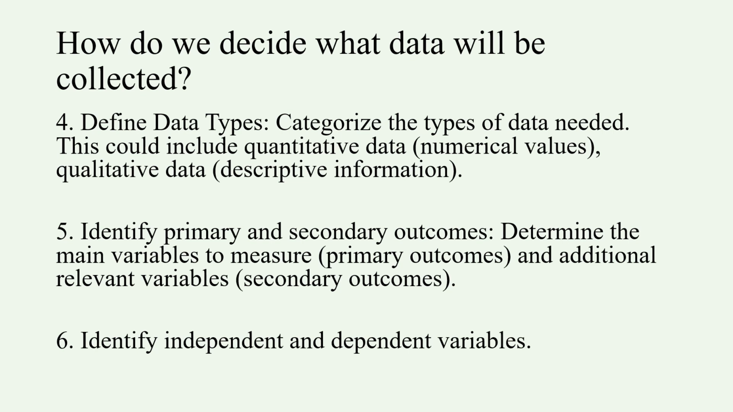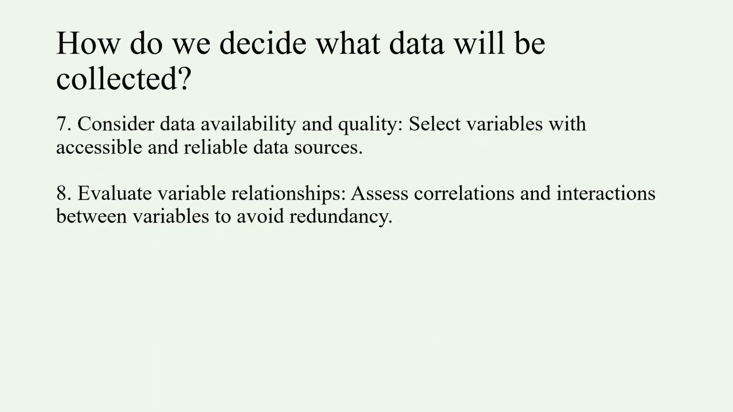We need to understand whether the data will be quantitative, which means a numerical value, or will be qualitative. That means it will contain descriptive information. We also need to identify primary and secondary outcomes. So determining the main variables to measure will help us to recognize the primary outcomes, and additional relevant variables will then be helpful for understanding the secondary outcomes. Further, we need to identify independent and dependent variables.